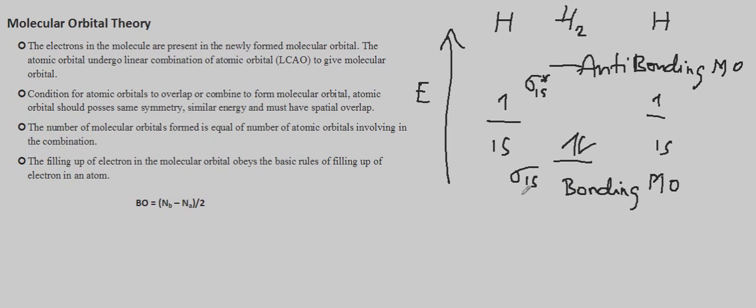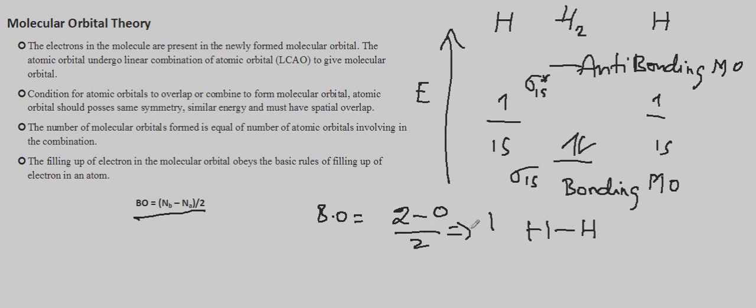So how to calculate the bond order? I have given you the formula for the bond order here. Your bond order, BO, is given by the number of electrons in the bonding energy level, in this case 2, minus the number of electrons in the anti-bonding level, which is actually 0 in this case, divided by 2. So we get 1. So it is evident that there is a single bond between hydrogen and hydrogen in the hydrogen molecule.